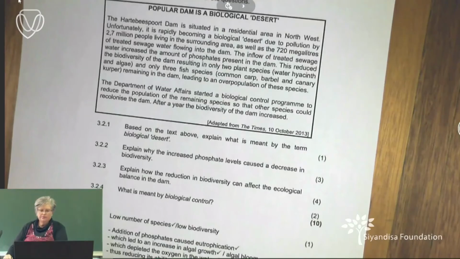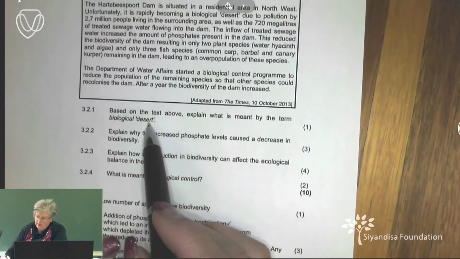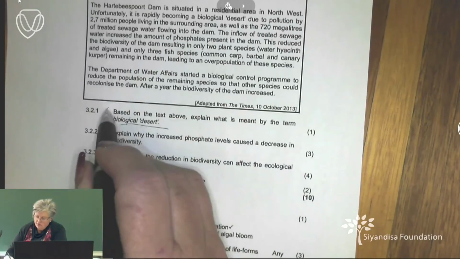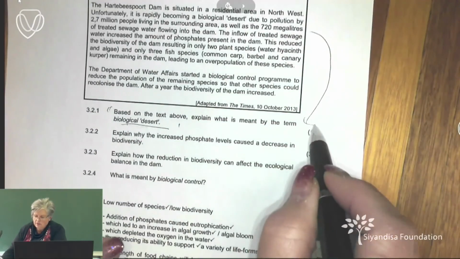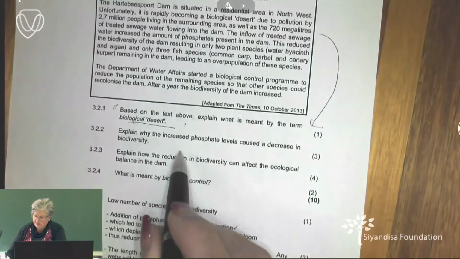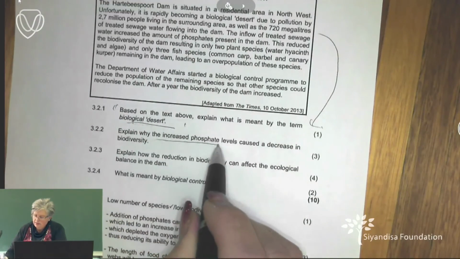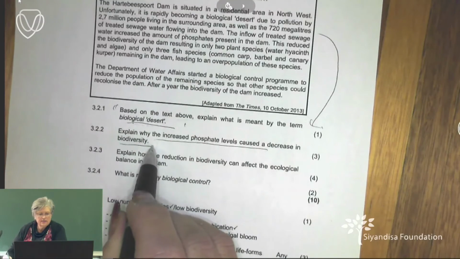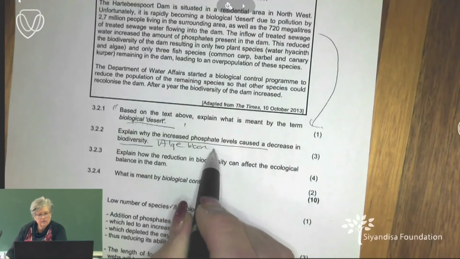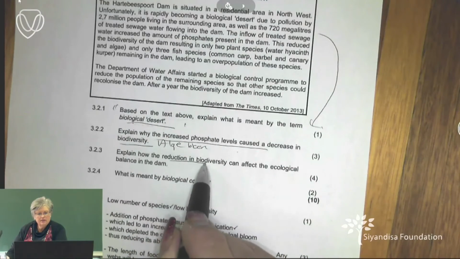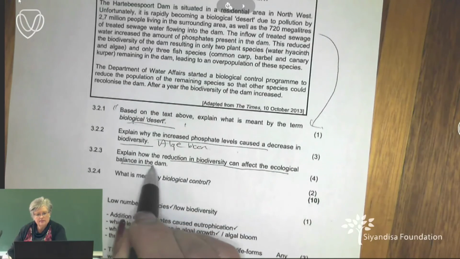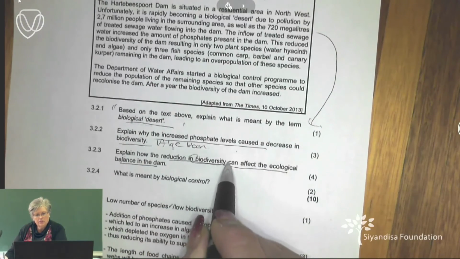So let's just look at what the questions are. What is meant by biological desert? So from there you must deduce, using higher cognitive skills, that this is the decrease of biodiversity. Explain why increased phosphate levels cause a decrease. Now here you must know algae bloom, which you will find described in Mind the Gap. Explain how the reduction in biodiversity can affect the ecological balance. So look here, the effect of biodiversity.